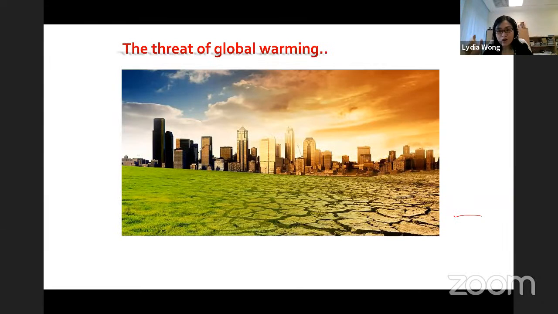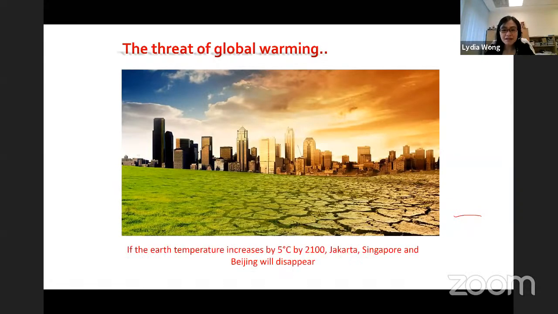I'm sure I don't need to convince you that the threat of global warming is real, right? Actually, it's very easy. Jakarta is getting hotter, right? The problem with global warming is the melting of the ice in the northern and southern poles, and the worst thing that can happen is if the Earth's temperature keeps increasing by 5 degrees C by the year 2100, the sea level will rise, and because of this, Jakarta, Singapore, and Beijing will disappear. It will all be flooded.